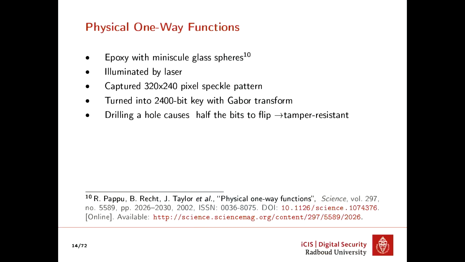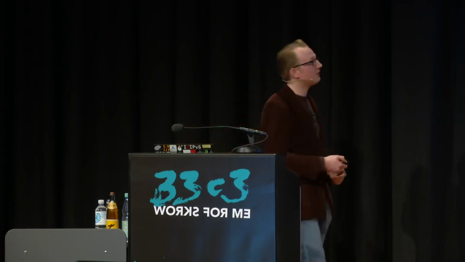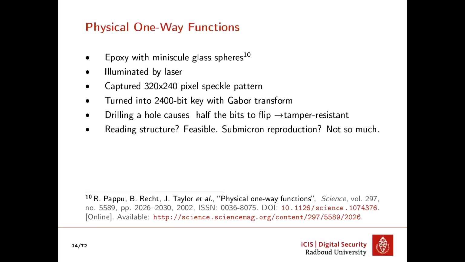You get interesting properties like drilling a hole here causes half the bits to flip, so it's tamper resistant, and it mirrors the way one-way functions work, like SHA-1 and SHA-256. Ideally, if you flip one bit in your input, half your output bits should flip. So this paper is really the first paper that proposed this as a connection with cryptography. So here, reading the structure is feasible because you have this glass pattern.